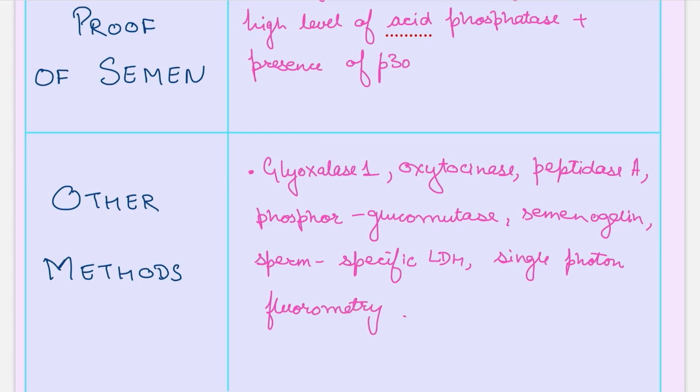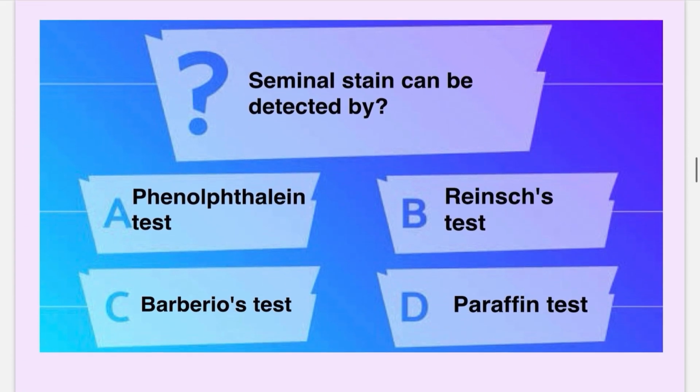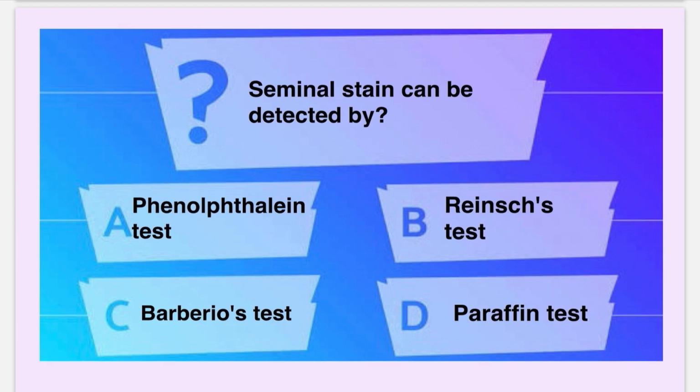So now let's move ahead and check our knowledge with the help of these MCQs. First question: seminal stain can be detected by option A, phenolphthalein test, option B, Rennett's test, option C, Barberio test, or option D, paraffin's test. Yes, the correct option is Barberio's test.